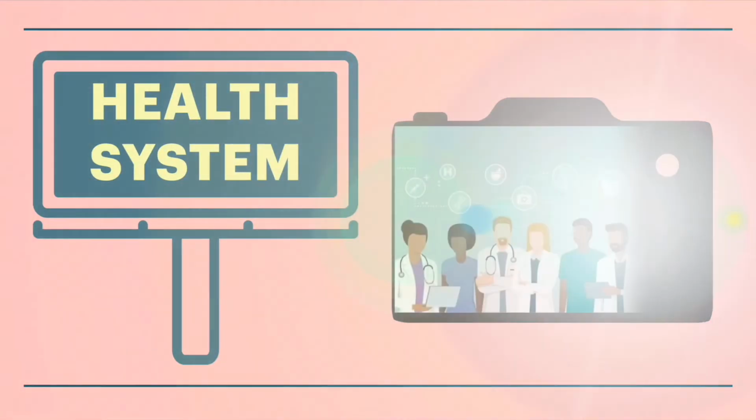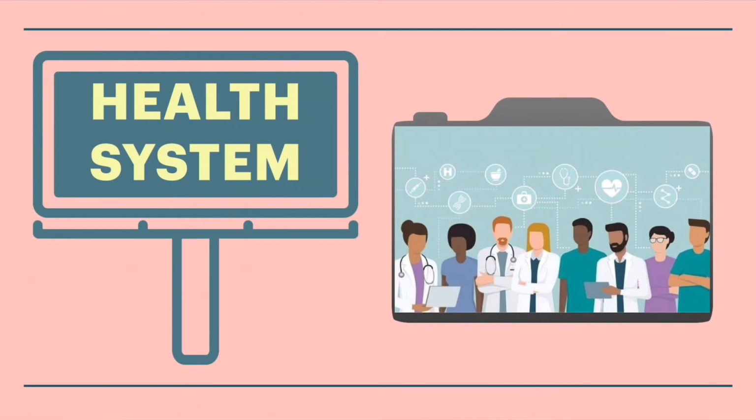Now, let's talk about the health system. But first, let's define what is a system. A system is composed of individual parts performing different roles and responsibilities in order to achieve a common goal. Going back to the health system, according to Romer in 1991, it is a combination of resources, organization, financing, and management that culminate in the delivery of health services to the population.